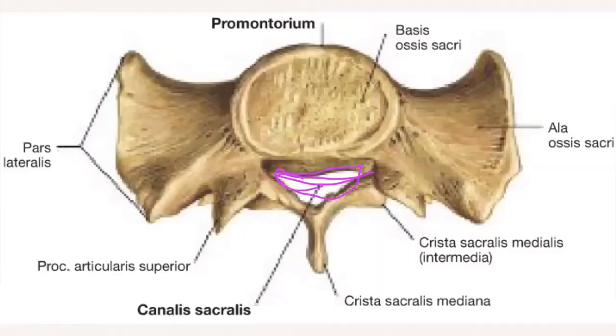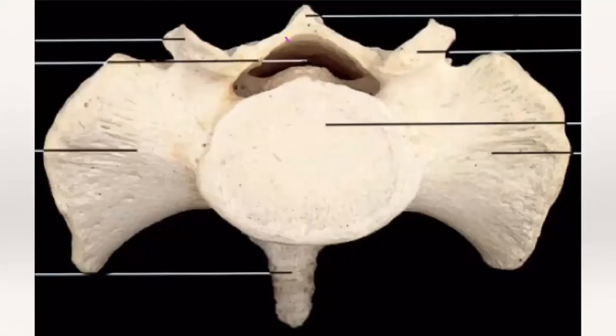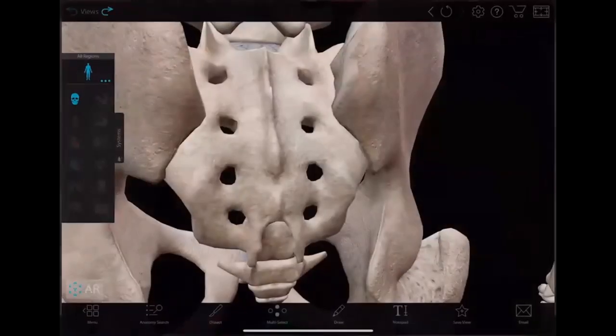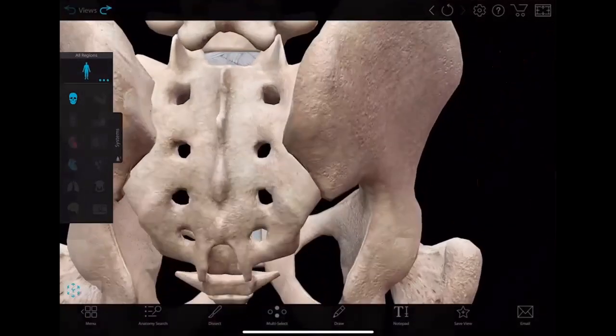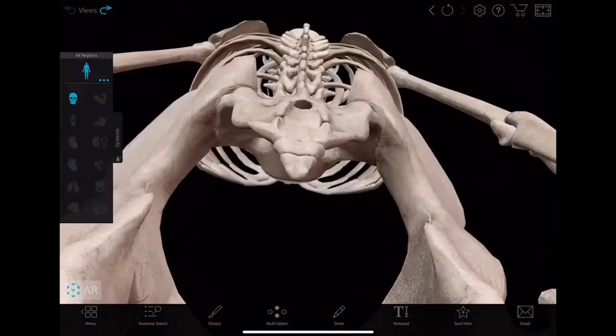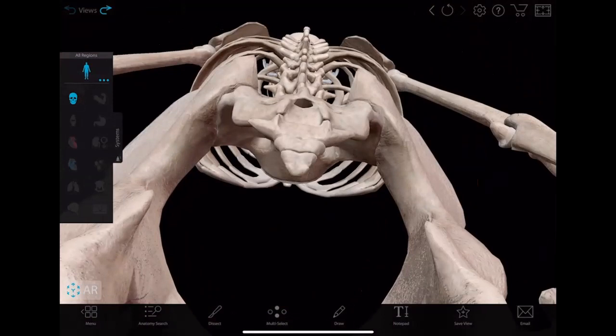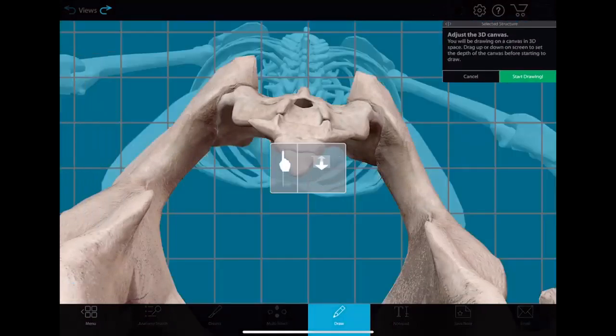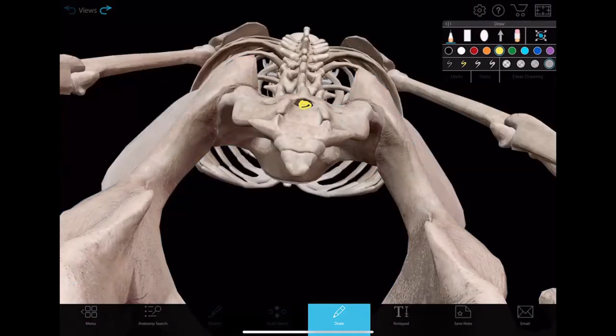This is the superior aspect view of the sacrum with its ala. You see how the ala is there, for the ligaments and the gluteus maximus. Sacral canal. So see, this is the sacral canal, right? You can clearly see that.